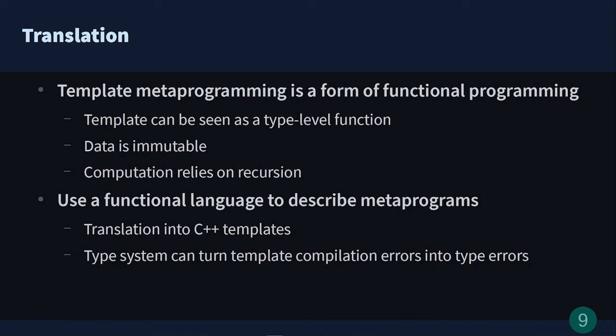Similarly, metaprogramming data is represented by classes, and since classes are immutable, you cannot go back to a class definition and mess with its members after it's been defined. That means that data in metaprogramming is immutable. There are also no loops, if statements, and similar. Doing anything interesting pretty much requires recursion. We should therefore use a functional language to describe these metaprograms. The translation then takes this functional program and transforms it into C++ template code. We can optionally also have a type system to help with error messages, but I'll get back to that later.